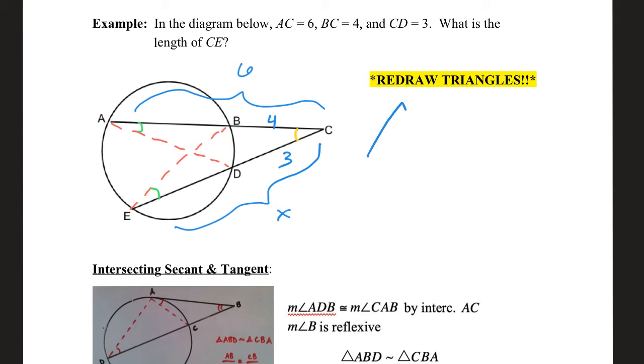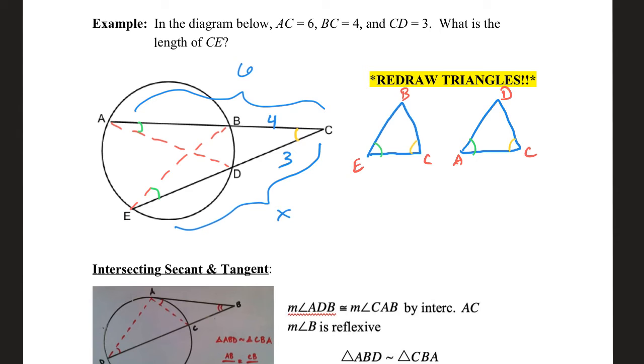So we need to redraw our triangles. C is going to be out here. And we've got A and E. So C's out here. And we've got E is there. B is up here. A is congruent to E. So that makes this guy up here D. And now we can jot in our numbers here.